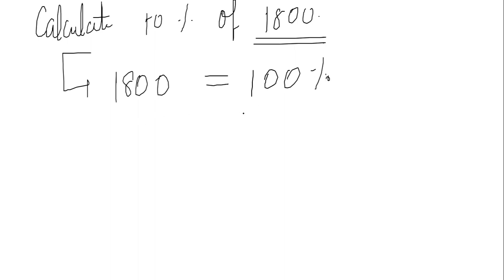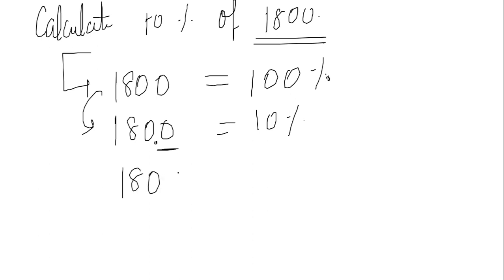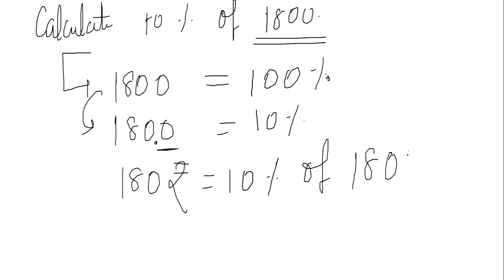So its 10% is nothing but what you have to do over here: write the number as it is, leave one digit and give a decimal point. It means 180 rupees is 10% of 1800. Got it? What I have done, if they are asking you to calculate the 10%, I will leave one digit and give the decimal point.